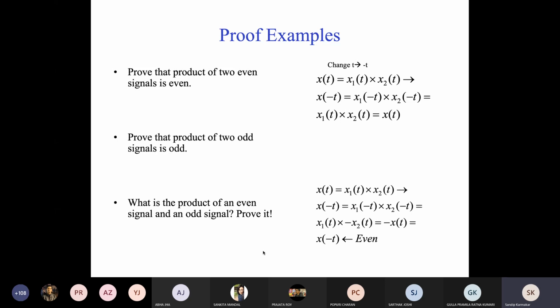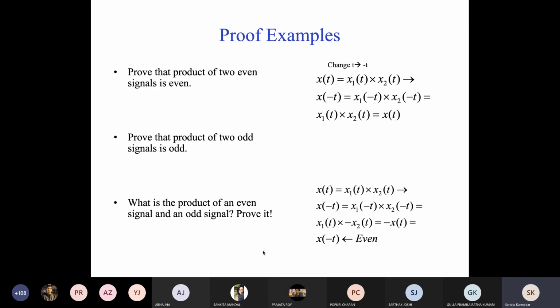Prove that the product of two odd signals is even, right? Yes, sir. So it is wrong. What is the product of an even signal and an odd signal? Odd, sir.